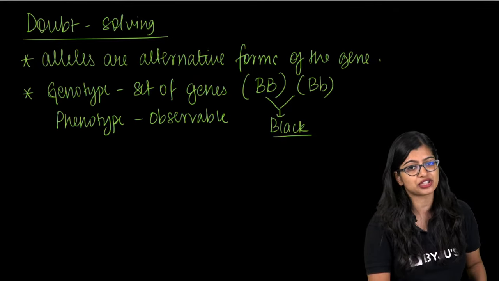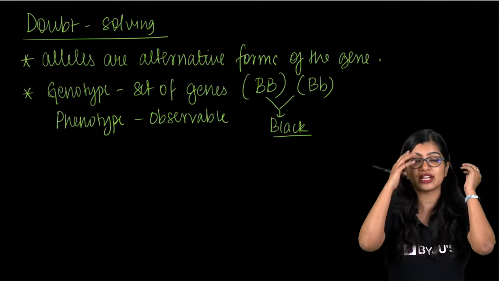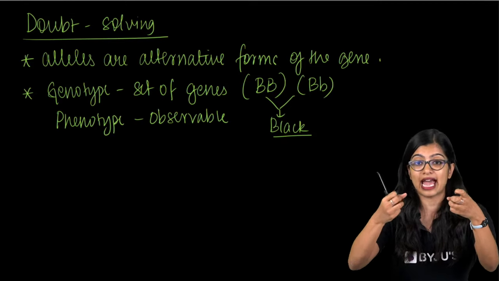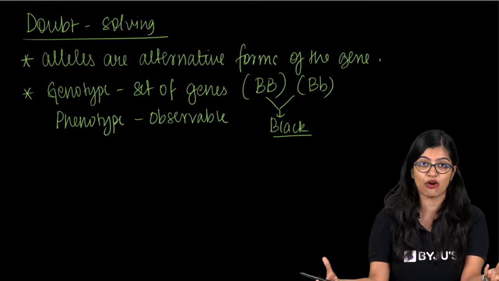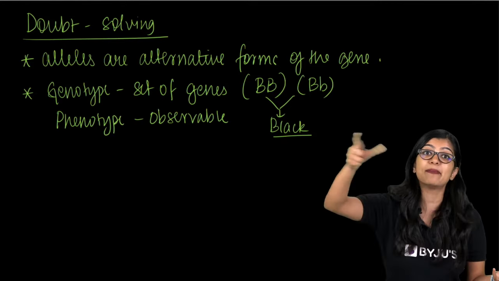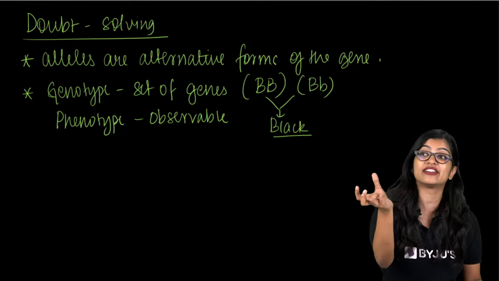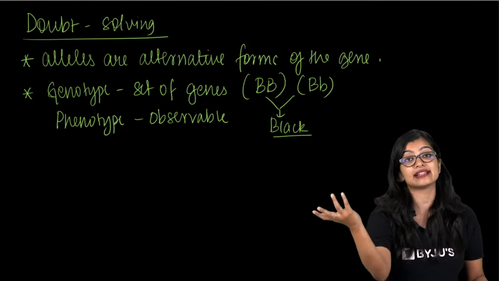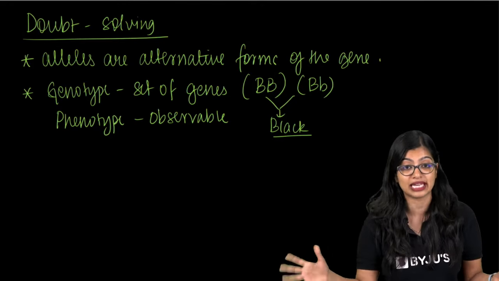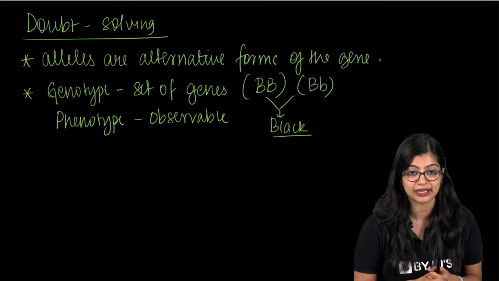Difference between the law of segregation and assortment. See, in the law of segregation, what are they saying? They're saying that the characters will segregate when gamete formation takes place. Now, what is independent assortment telling you? Independent assortment is telling you that there is no set way in which it will segregate. It can segregate randomly, right? So that is what we mean by it.